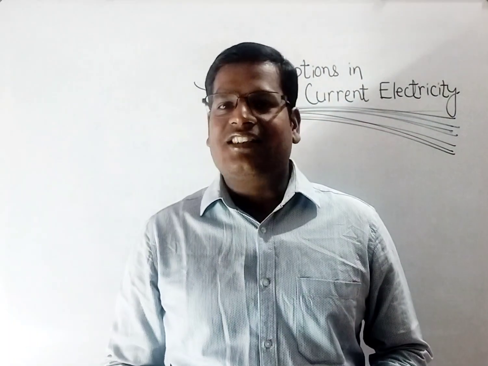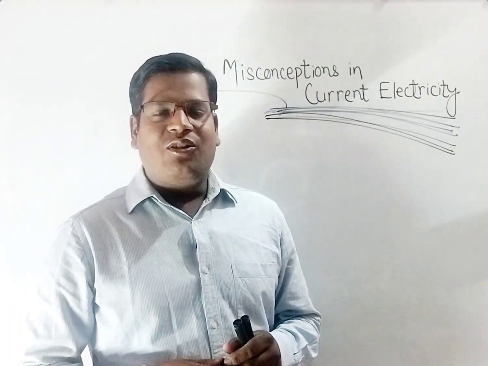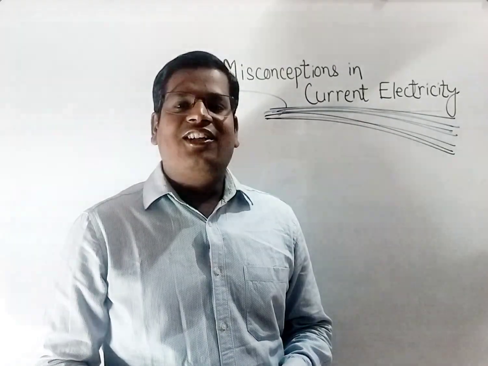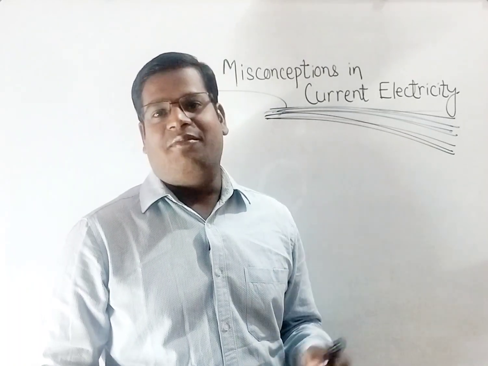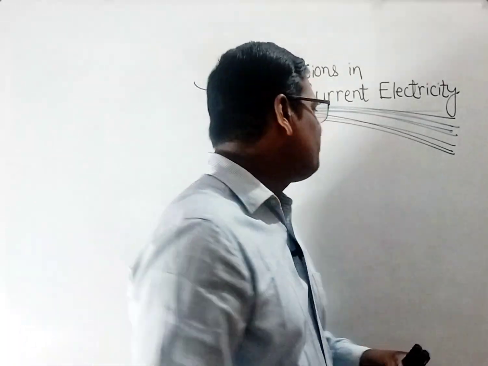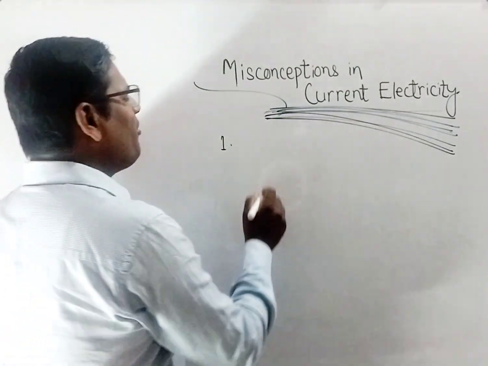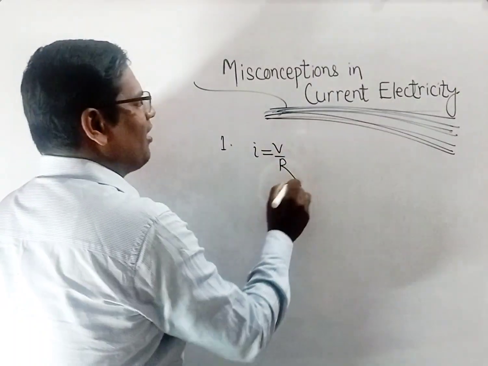Today we will discuss some of the misconceptions in this chapter, current electricity. These misconceptions may seem to be funny. When I was also a student of your age, I even used to have such kind of misconceptions. So let's see it. First, most of the time we remember current is V by R.